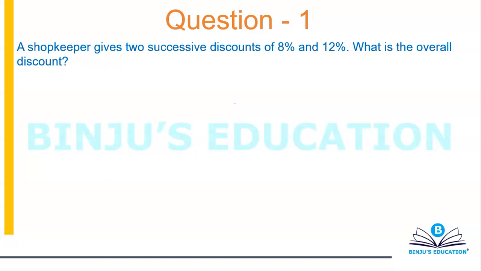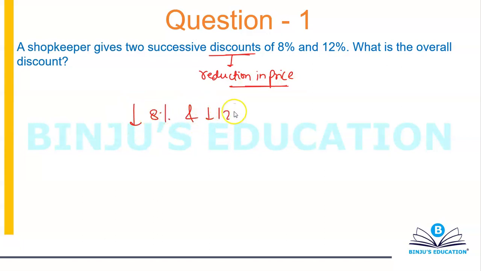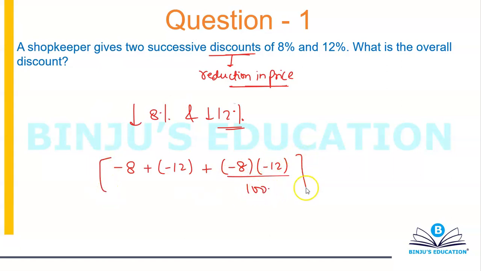Okay. So you have two successive discounts. Discount means that there is a reduction in price. So the value is decreasing by 8% and then by 12%. So the net discount will become minus 8 plus minus 12 plus minus of 8 into minus of 12 divided by 100. This is how we used to calculate the overall percentage change.